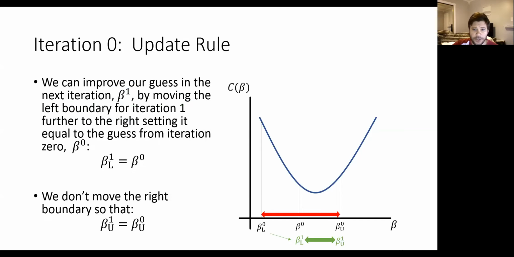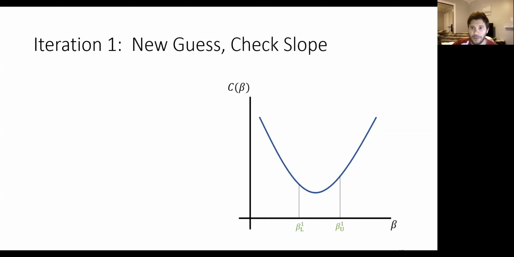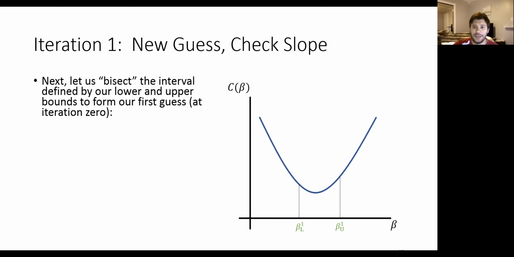So here is what we're going to do. We're going to take those updated boundaries and replace them. These are going to be our new boundaries for the problem. And what do we do now? Well, we are now in iteration number 1. We've left iteration 0, we've updated our boundaries, and now with iteration 1, we're going to compute our guess B1, which again is going to bisect B1L and B1U. So again, beta 1, our guess at iteration 1, is halfway in between those points.